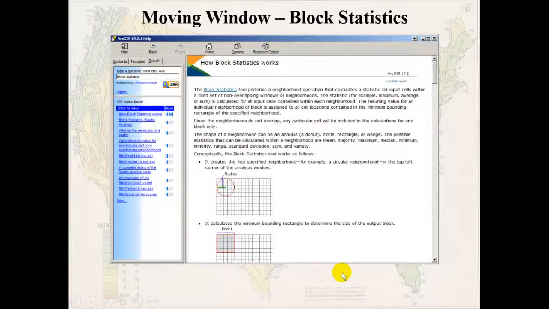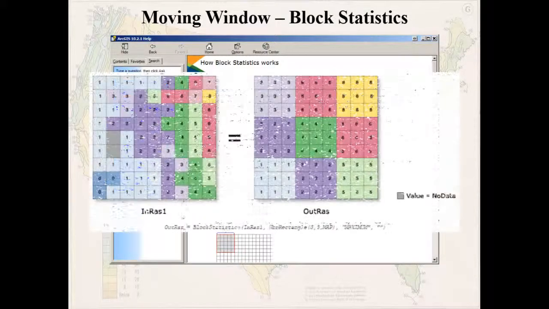If you need to know more about how these things work, go to the help system. Block, statistics, block operations, focal statistics.